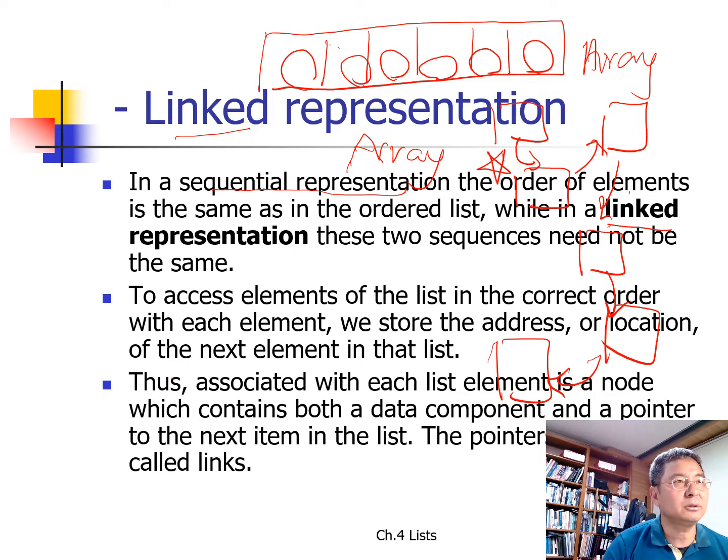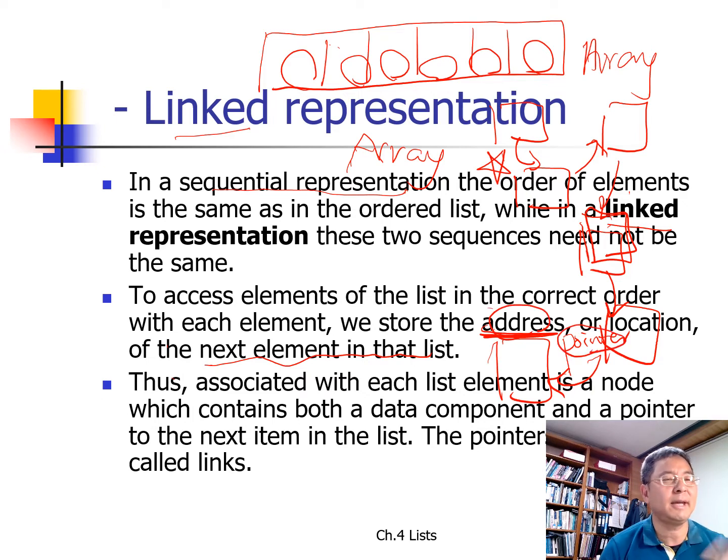So in order to access some element in the linked representation, we must store the address or location of the next element in that list. This address can be represented using pointers. Address and pointer have almost the same meaning in C language. In an array, the address can be represented using an index: 0, 1, 2, 3, 4, 5. So an index can be used to access a specific address.